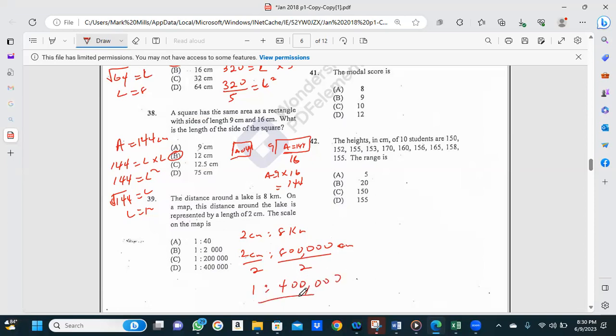We get that, everybody? So the 2 centimeters on the map represents 8 kilometers on the ground for the lake. Then you change the kilometer into centimeter by multiplying by 100,000. So you get 2 centimeters is equal to 800,000. Now you want to find the ratio 1 to whatever. So we'll divide both sides by 2, then get 1 to 400,000.